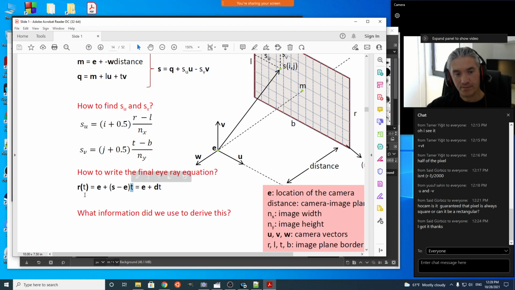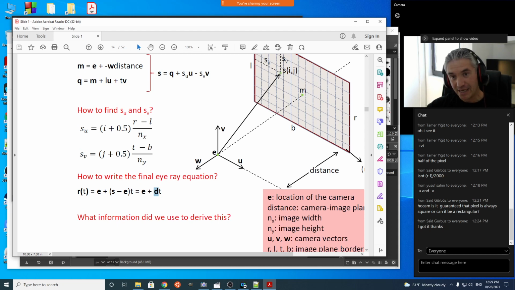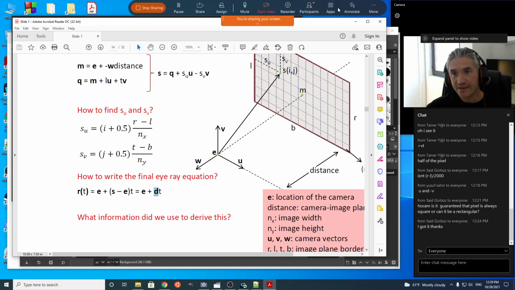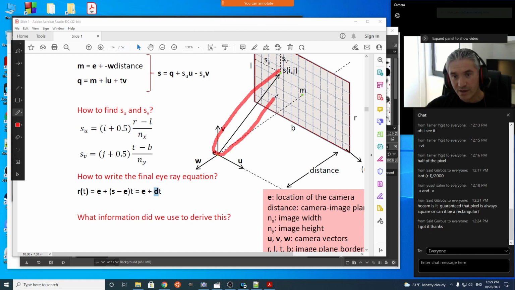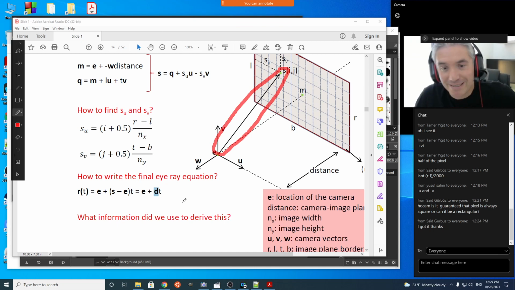Look at this equation. Ray equation, E plus dt. So this is D. If D is non-normalized, if you leave D to be S minus E, it is this entire large vector, which is probably not normal, which means that its magnitude is greater than 1, most probably. So this is our D vector. It's a vector.